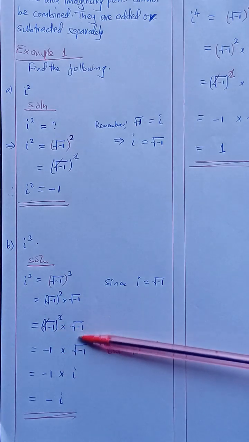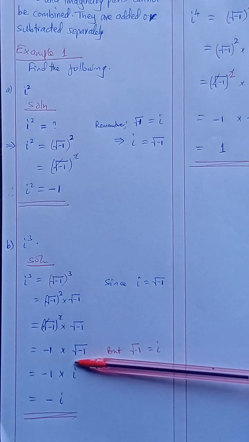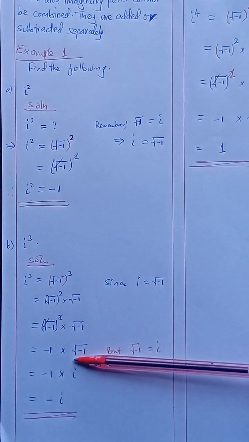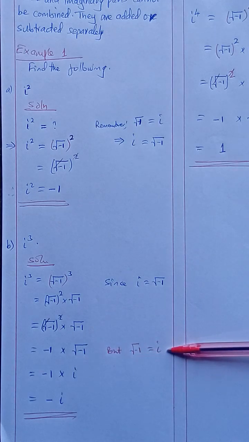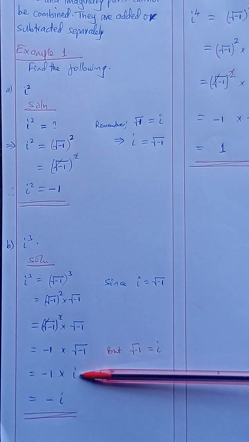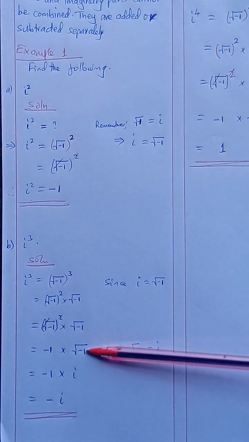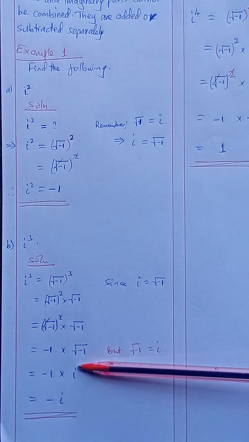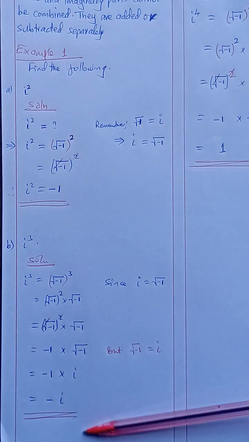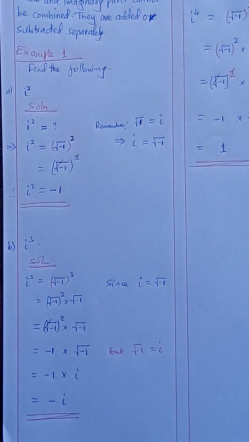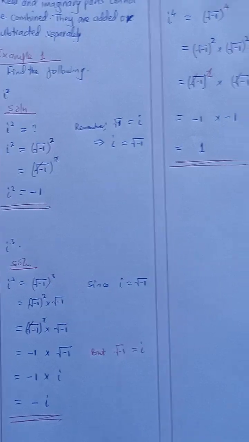Meanwhile, this side, the root of -1, we cannot further simplify. We just put the representative as root of -1. We know it is the same as i, so that i remains there. So if we multiply -1 times i, we get -i. That is our part B.